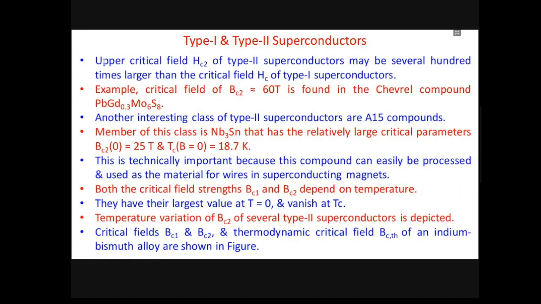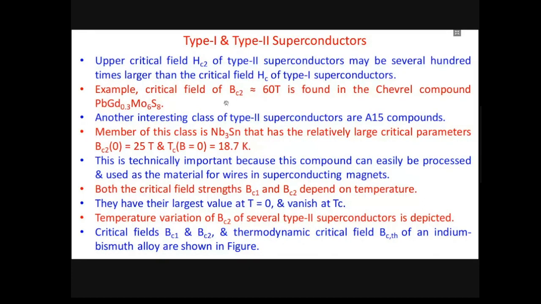So the upper critical field HC2 of type 2 superconductors may be several hundred times larger than the critical field HC of type 1 superconductors. This is what we have seen. We also saw why type 1 are soft superconductors, because a very low magnetic field is sufficient to break them. To take an example, a critical field HC2 equal to 60 Tesla is found in this compound, lead gadolinium molybdenum sulfide. We just need 60 Tesla to break the superconducting state to the normal conducting state.